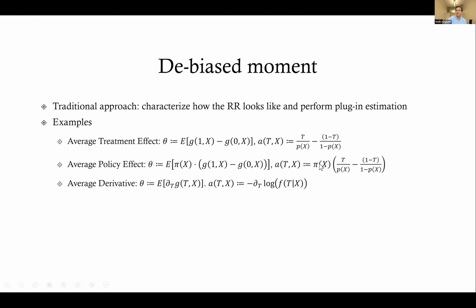Similarly, you can derive the functional form of the Riesz representer for other moment functionals, and it will typically depend on some other function, like the propensity or the conditional density of the treatment. And then you can estimate that function. For instance, you could train a probabilistic classifier for the propensity and plug it in.